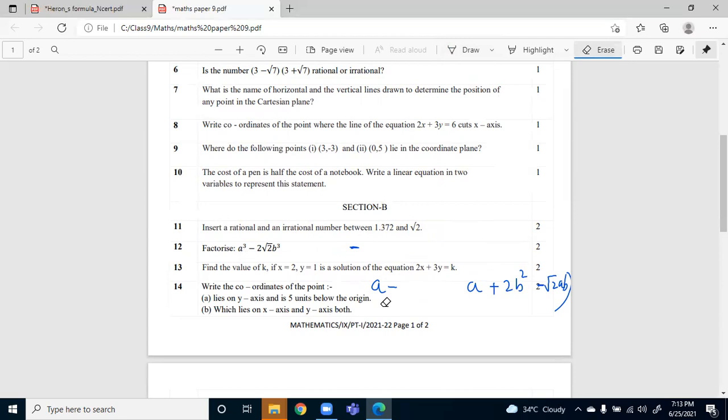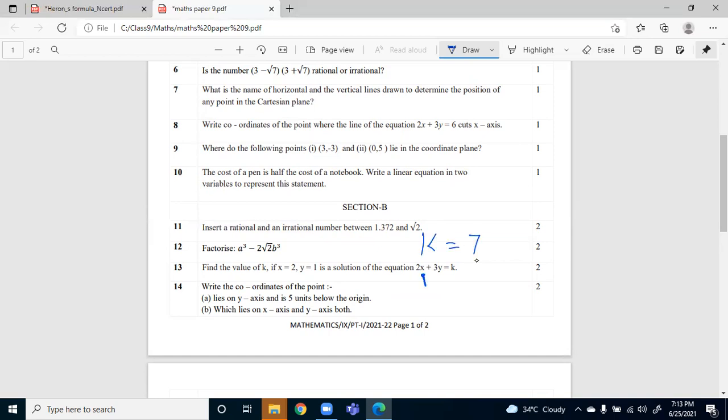Let's move to question number 13. This I also told you that this type of question will come. Find the value of k. Ma'am, this was also in the book, the same. Yes, if x is equal to 2 and y is equal to 1, so what is the answer? Ma'am, 7. It is correct. K comes out to be 7.